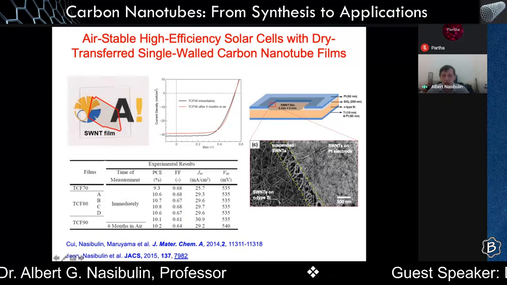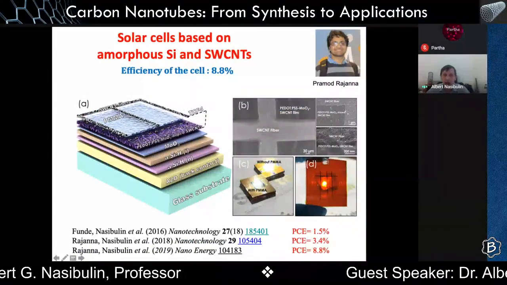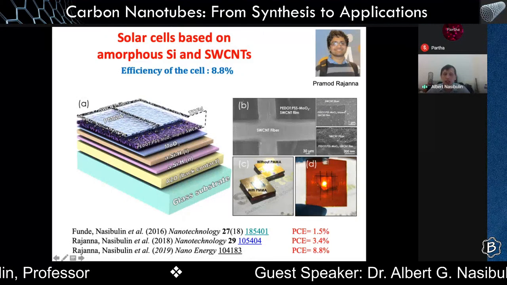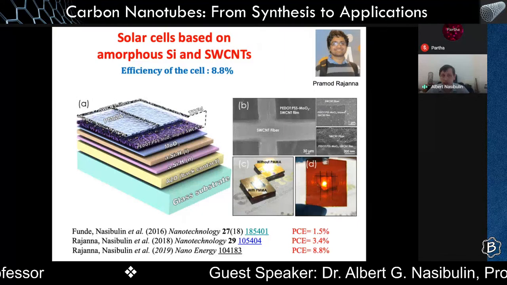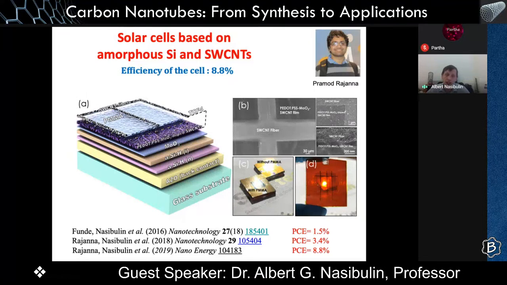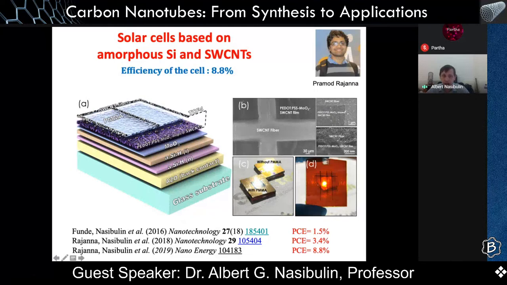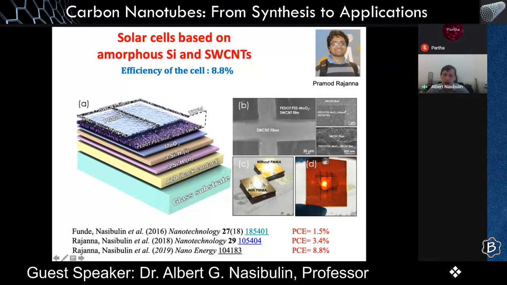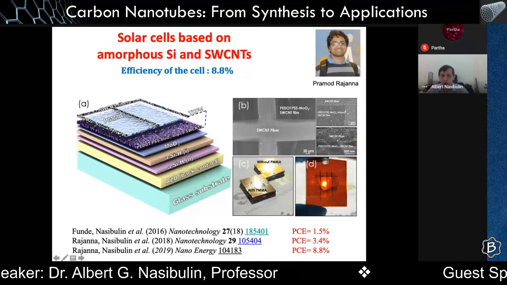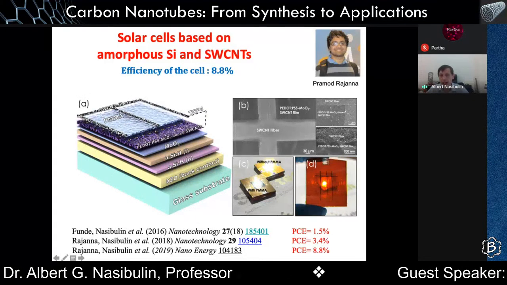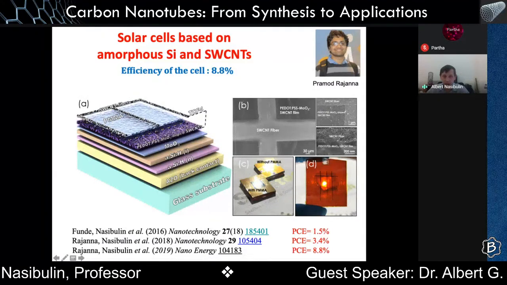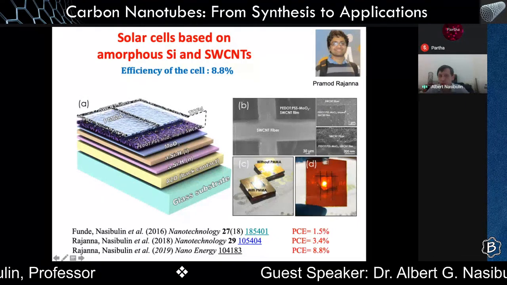And in our laboratory, we started to work with amorphous silicon. Basically, it is the same idea, but amorphous silicon allows us to produce a flexible solar cell. Pramod Rajana, who got his PhD in May of this year, developed a new kind of electrode. It is quite complicated in structure. On the basis of single-walled carbon nanotube, he added PEDOT:PSS, and also molybdenum oxide, and covered it with PMMA as an anti-reflective layer, and he also utilized carbon nanotube fibers as a current collector. So he made a quite complicated structure, but he was able to get 8.8% efficiency.